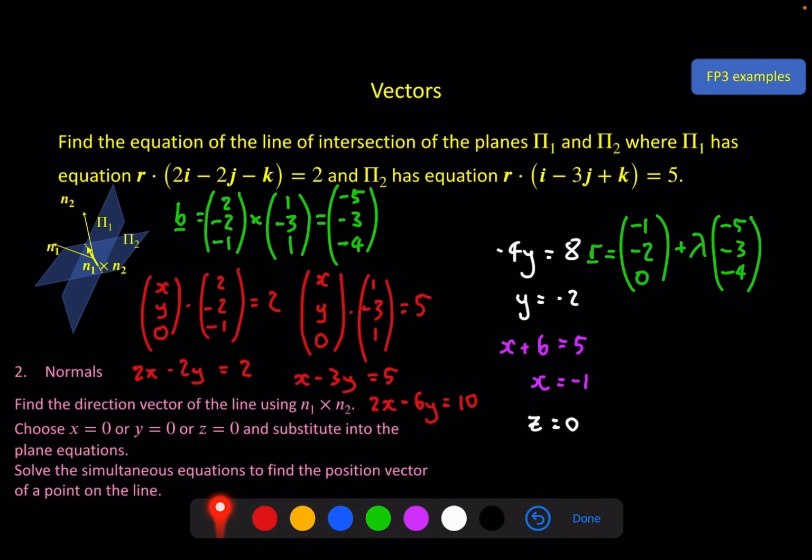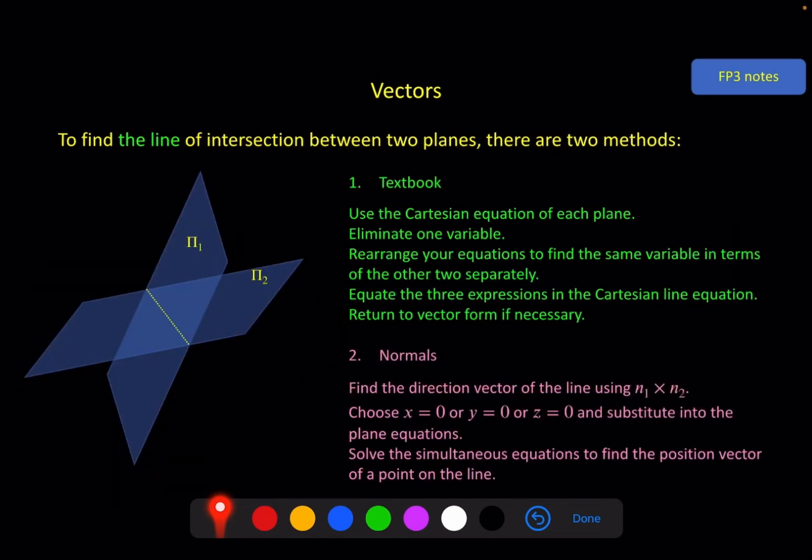Personally, I prefer that method. You, of course, can make your own choice. Here are the two summarized.